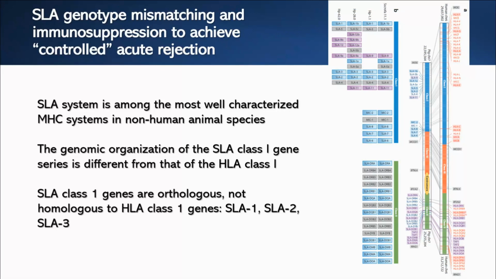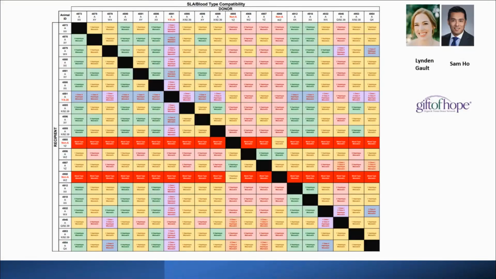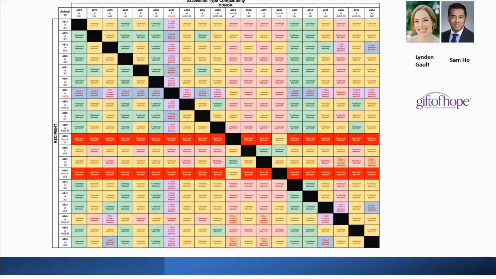And there's a genomic organization of the SLA genes that are similar but a little bit different from HLAs. The blood from all of the potential animals that we are considering for transplantation studies are acquired and are genotyped by Lyndon Galt and Sam Ho at the Gift of Hope, where they develop these types of charts, and enables us to pick the suitable donor and recipient for our experimentation.